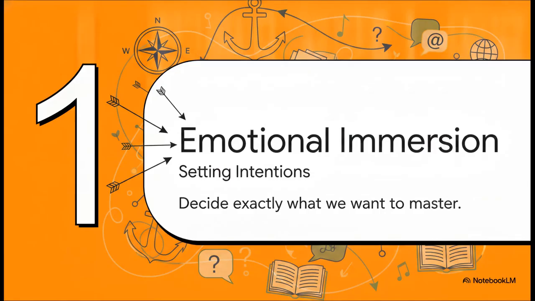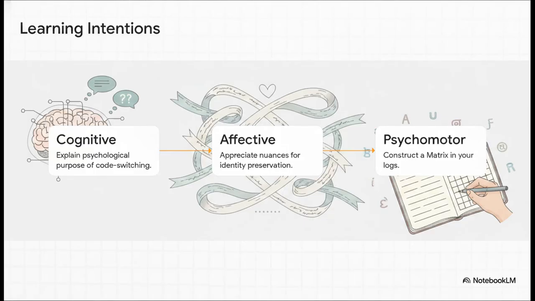All right, kicking things off with Section 1, Emotional Immersion and Intentions. So what are we actually trying to master today? Think of our core intentions as a head, heart, and hand approach. Cognitively, the head, we want to really unpack the psychological pull of code switching. Affectively, the heart, we're learning to appreciate the incredible craftsmanship involved in preserving identity through language. And practically, the hand, you'll physically construct a code switching matrix right in your Talarawan logs.